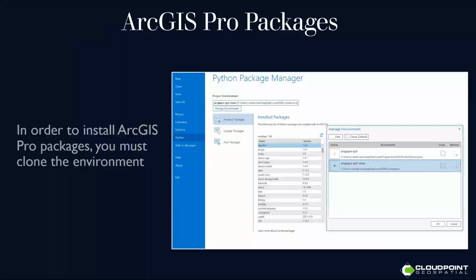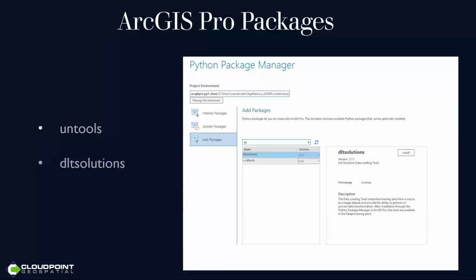So before you get too far into your utility network project, you should download a couple ArcGIS Pro packages. And before you can download those packages, you must be in a cloned Python environment. So to do this, you're going to want to go to your menu in Pro, select Python, and then click Manage Environments. After that, you'll click Clone Default. You're going to need to restart Pro after this.